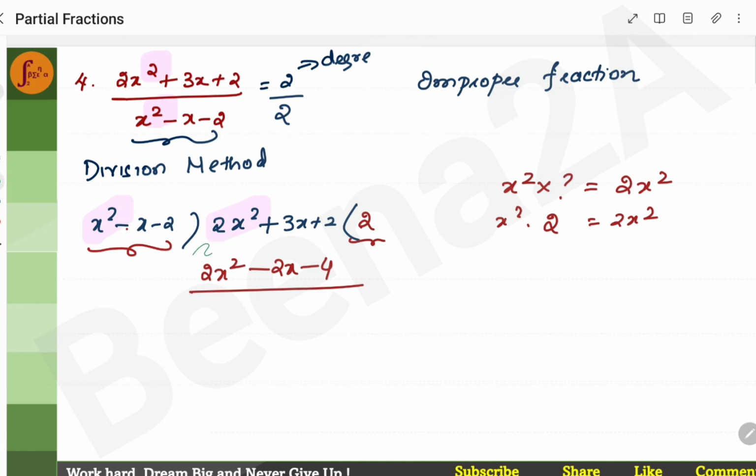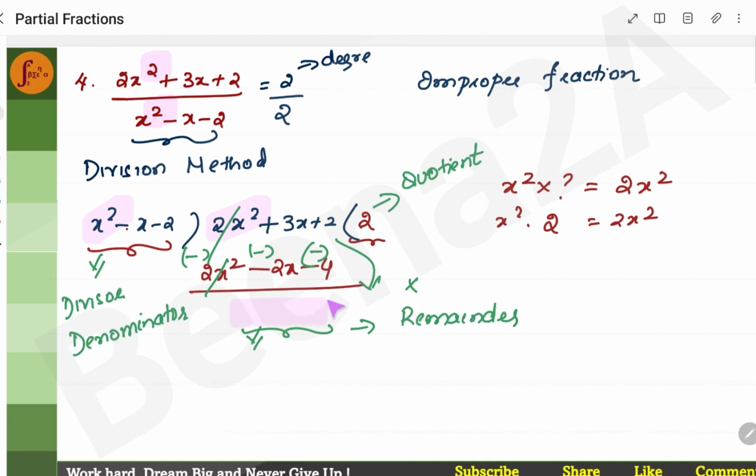Now let me subtract the whole thing. So this will get cancelled. Minus and minus becomes plus. So 3x plus 2x is 5x. 2 here, minus and minus becomes plus. So 2 plus 4 is 6. Is there anything to carry forward? No, there's nothing to carry forward. And also you have to observe the denominator. Here x is smaller than x square. Whenever the remainder is smaller than the divisor, you have to stop. Here x is smaller than x square. Right? So this is the remainder.